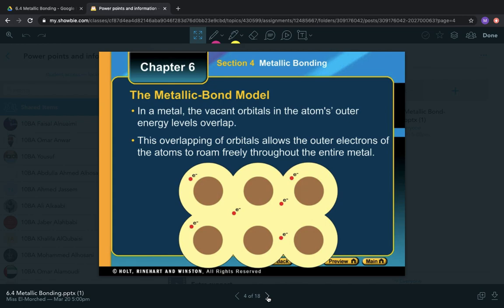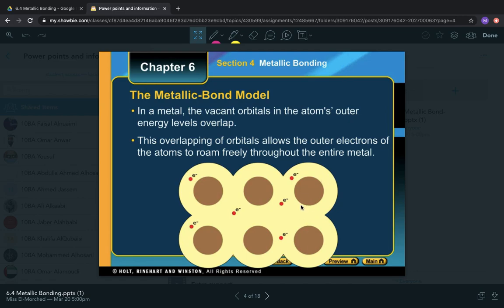Now, the difference between a metallic bond and any other type of bond is that in this case, electrons are not being shared and they're not being transferred to anyone. They're basically becoming completely free of the atom. And by the electrons, I'm talking about the valence electrons, not the inner electrons. Remember, the valence electrons are the ones found on the outside.